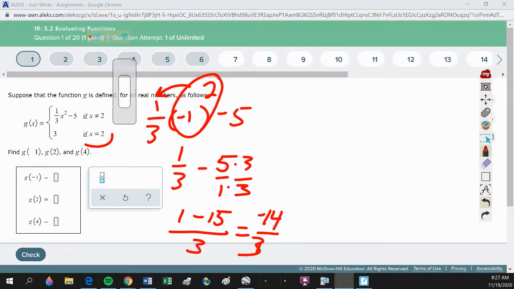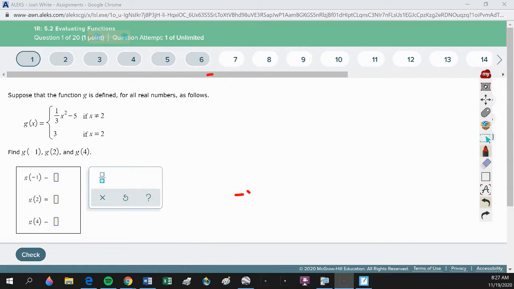Okay. How do you plug in 2? Which equation do you use? The bottom one. Where do you plug it in? You don't. The answer is 3. That's the retake, so you don't have to do it. Okay, and then 4, I would plug 4 in there.